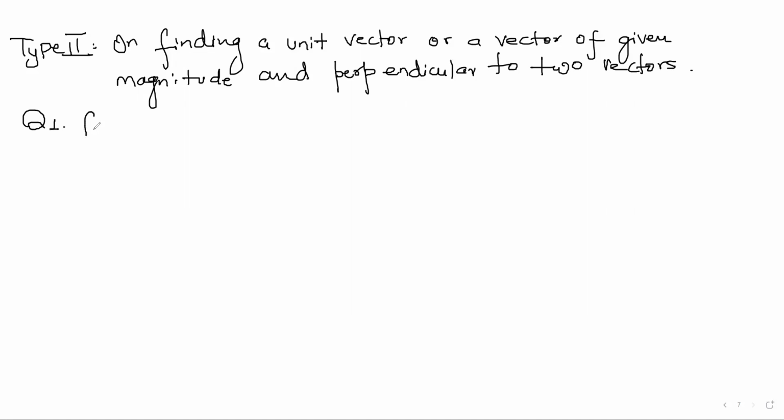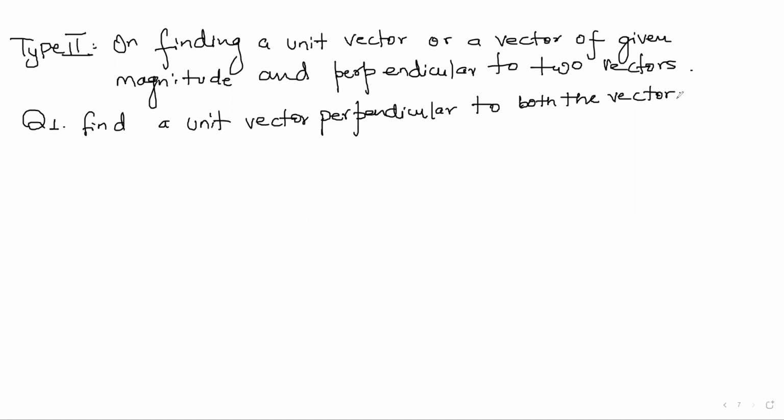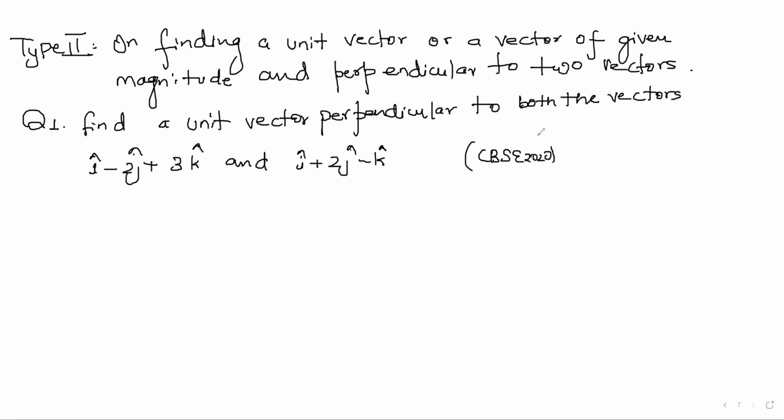Question first: find a unit vector perpendicular to both the vectors i cap minus 2j cap plus 3k cap and i cap plus 2j cap minus k cap. This question came in CBSE 2020. Okay, please try this question and share your answer. Let me know if anyone has a doubt.